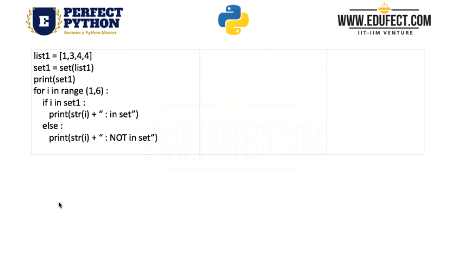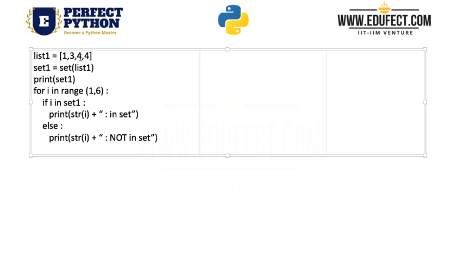The final thing we will learn in this lesson is the in operation. We remember we had said that sets are optimized for checking whether an element is present in the set or not. So how do we do it? Here we have constructed a set from a list, and the list is 1, 3, 4, 4. Once we construct set1, what will it have? 1, 3, 4. Once we print it, what will it have? 1, 3, 4. Now we are saying for i in range, let's maybe put the print here so that it's easier for us to follow.